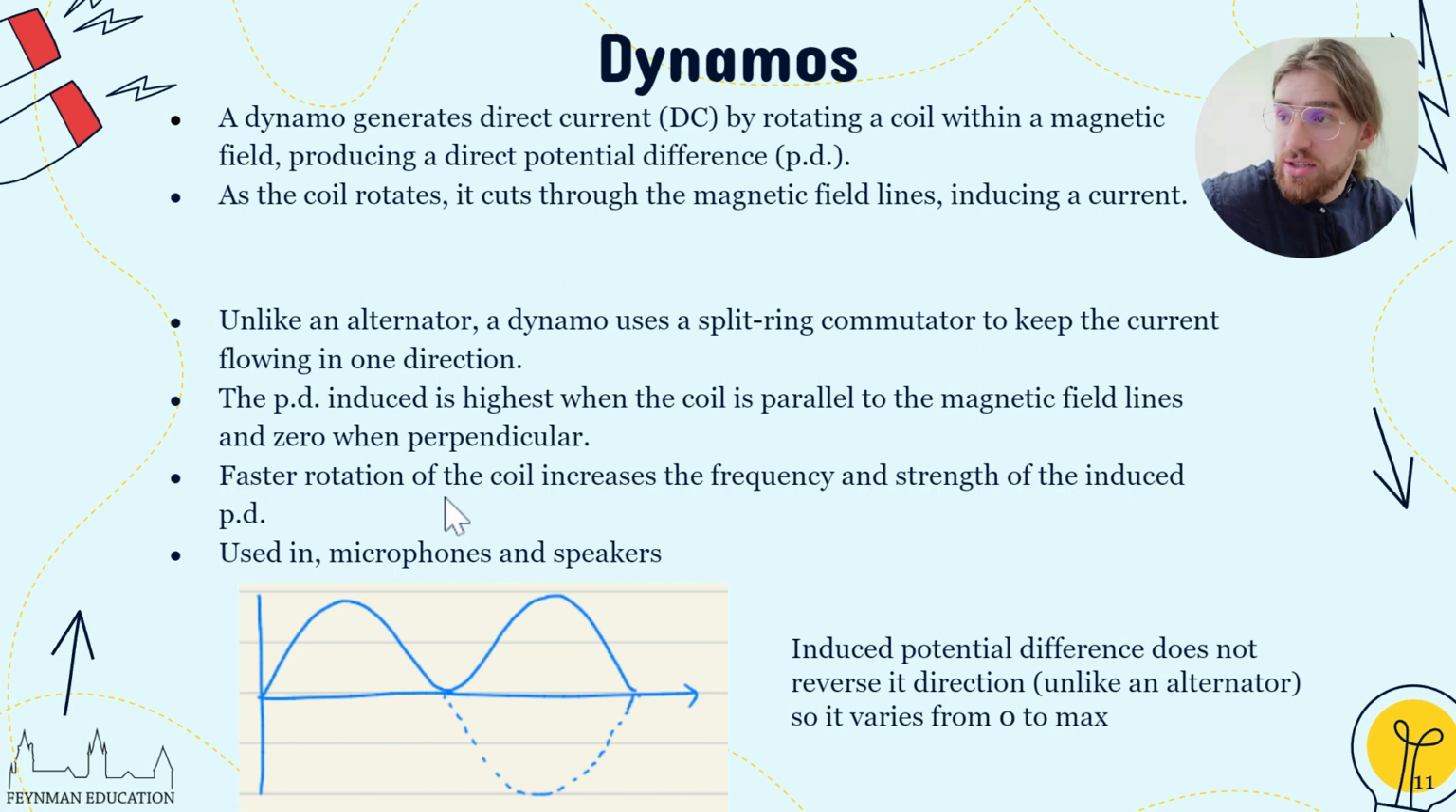And the faster rotation of the coil increases the frequency and the strength, as well as how many coils we have. This is going to be used in microphones and speakers. The induced potential difference does not reverse in direction, unlike an alternator, so it varies from 0 to max.